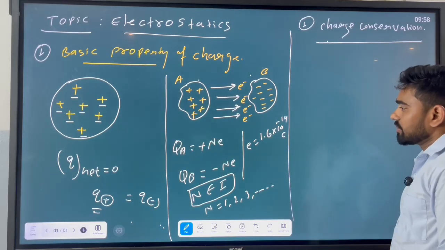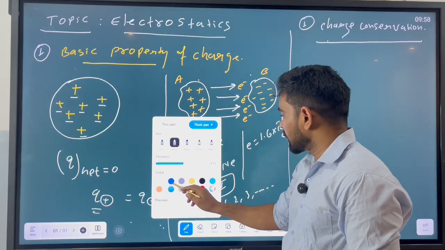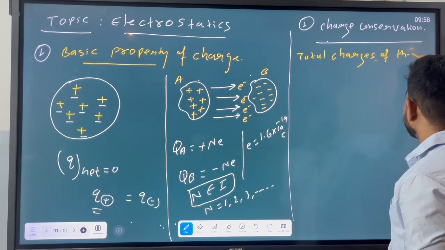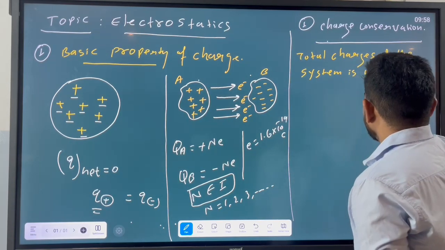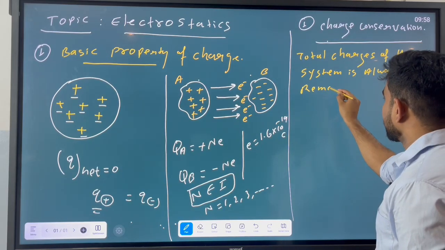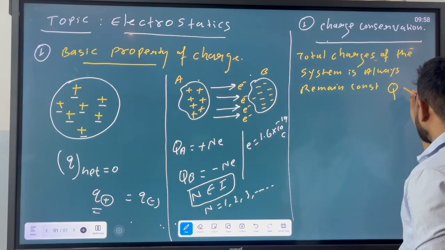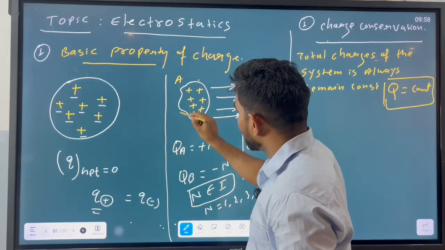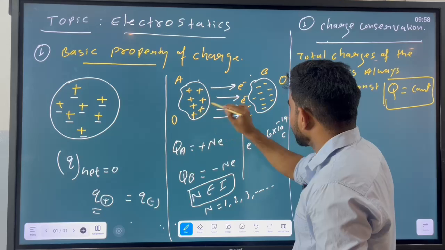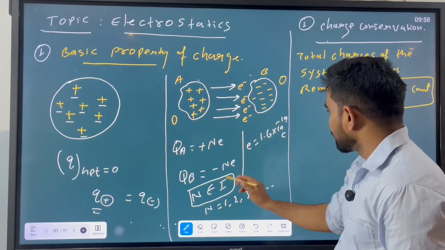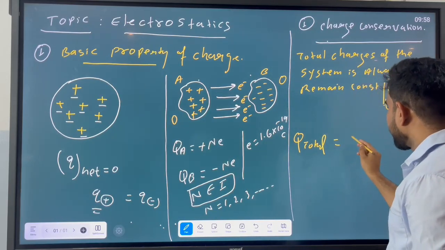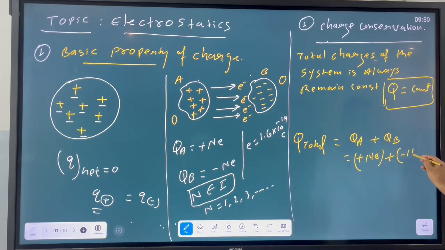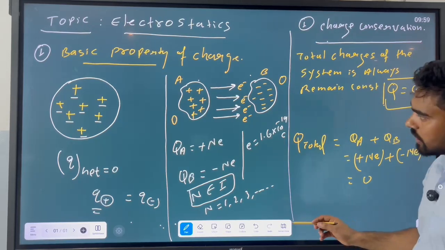What is the concept of charge conservation? The total charge of the system always remains constant, right? Here, the total charge before charging: body A has charge 0 and body B has charge 0. After charging, the total charge of the system is the charge of A plus the charge of B. The charge of A is plus Ne and the charge of B is minus Ne, so the total charge is equal to 0.